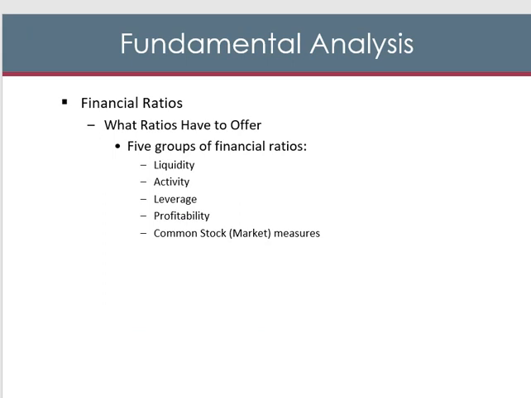Okay, let's look at a basic fundamental analysis here, what ratios have to offer. We're going to look at all these. There's 5 of them. You'll have to do 2 ratios per grouping here. So you'd have to have 2 liquidity ratios, 2 activity ratios, and so forth. And we'll cover liquidity, activity, leverage, profitability, and common stock market measurements.